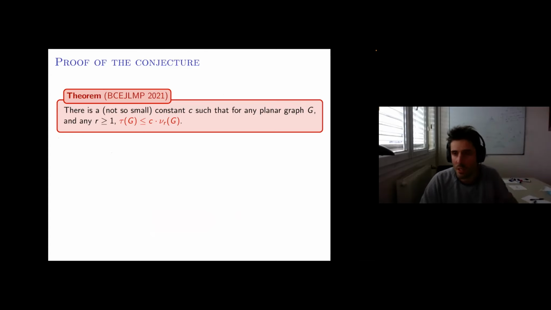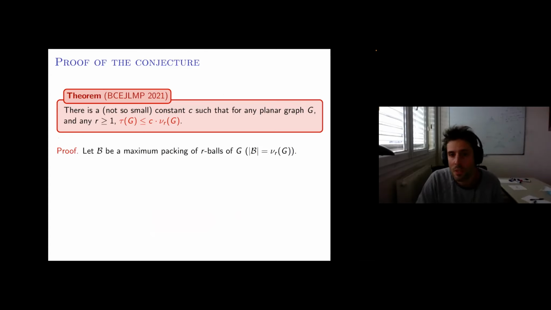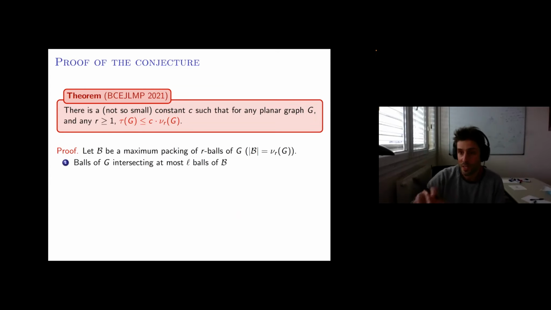So the general sketch of the proof is that you just start with a maximum packing, a bit like in the Euclidean plane. And you divide the remaining balls into two sets: those who intersect few balls of the packing and those who intersect many balls of the packing. And few and many is just at most some constant or more than some constant.